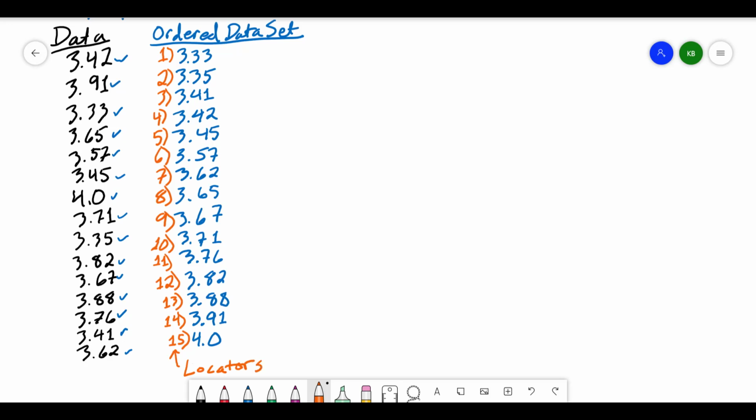And what these allow me to do is locate the value that's in a certain position very quickly. So say I wanted to find the 80th percentile for this data set. The first thing I would do is put it in order, and I would put out all of these locator numbers to help me find it.